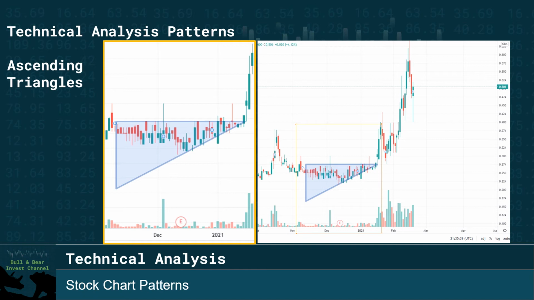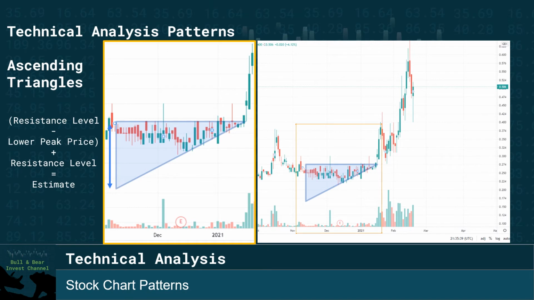But what if we could predict how high the share price would go upon a breakout? Well, it's not a foolproof technique, but there is a way to estimate this value. If you take the value of the resistance level, minus the value of the lower peak of the triangle, then add this value to the resistance line once again, this gives you an estimated profit.